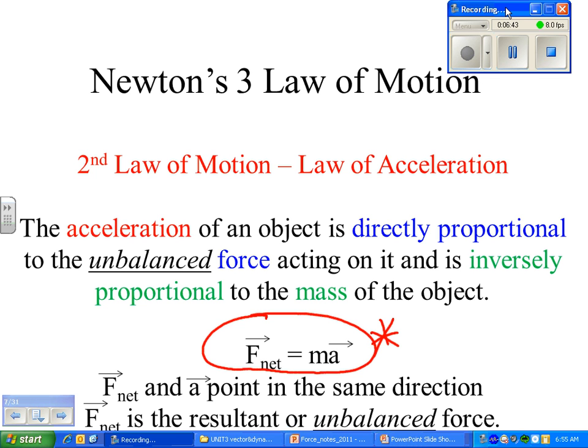I'm even going to star it a couple times, because even when I was in college, the best guess in physics is F equals ma. F sub net, we'll talk about net force in just a second, and then an acceleration pointing in the same direction. The net force is the resultant or the unbalanced force. We'll talk more about that as we go along.